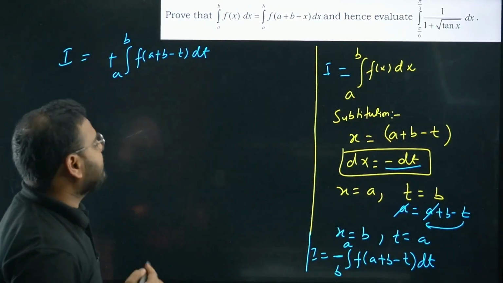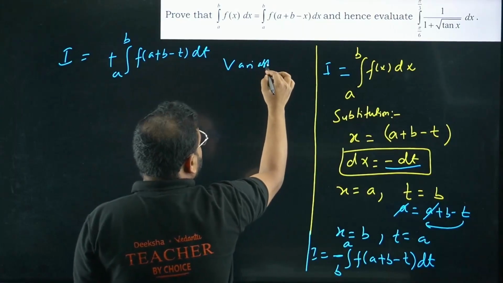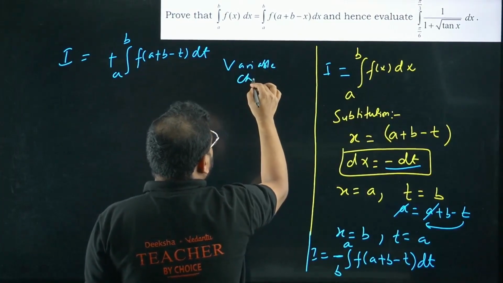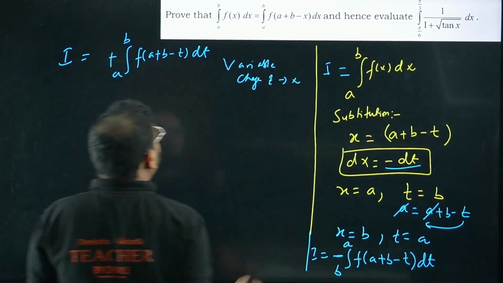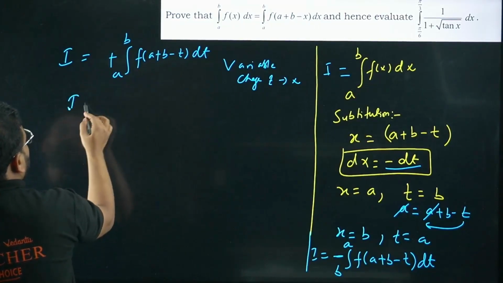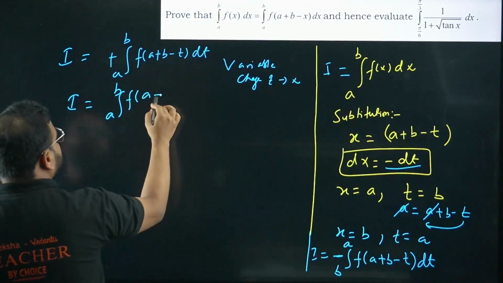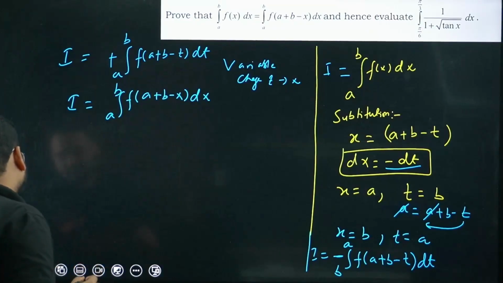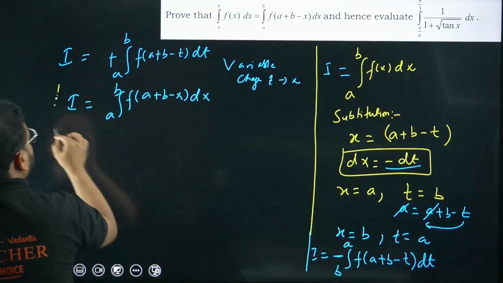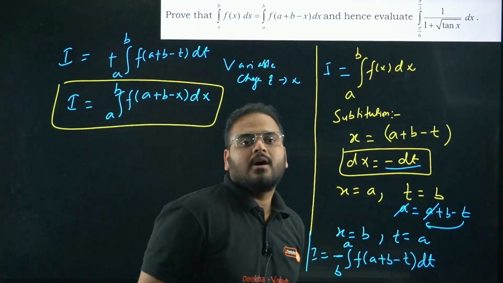Now what I can do? Variable change. I can do what, sir? Variable change from t to x. So simply I will turn out to be integral a to b f of a plus b minus x dx, and this is your final RHS. Have a look. Same thing is there in the RHS. Please have a look. Done.